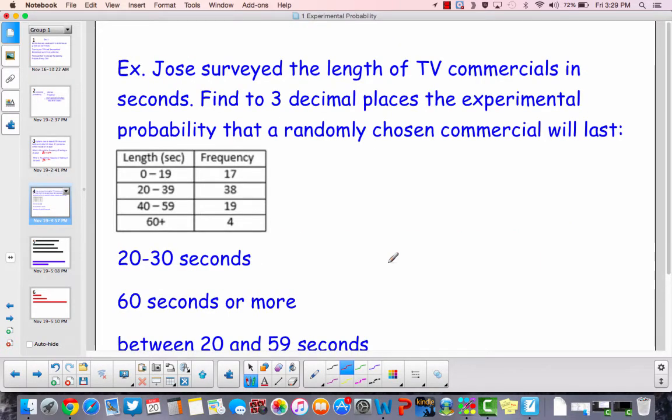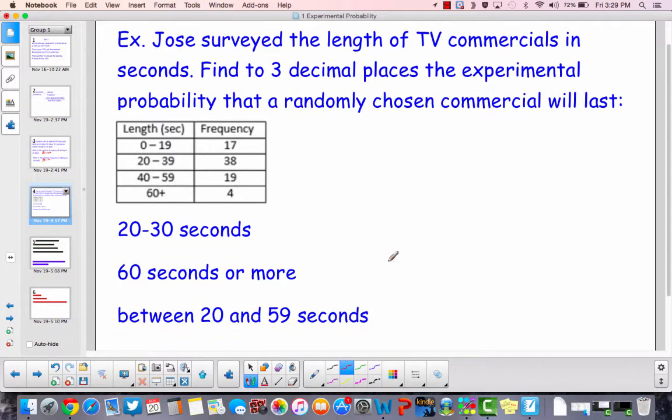All right. So I want you to try this one. Jose surveyed the length of TV commercials in seconds. Find to 3 decimal places the experimental probability, or the relative frequency, that a randomly chosen commercial will last 20 to 30 seconds, 60 seconds or more, between 20 and 59 seconds. Go ahead and do those.